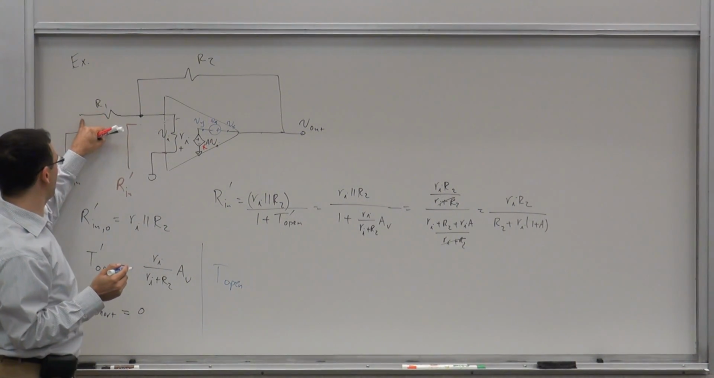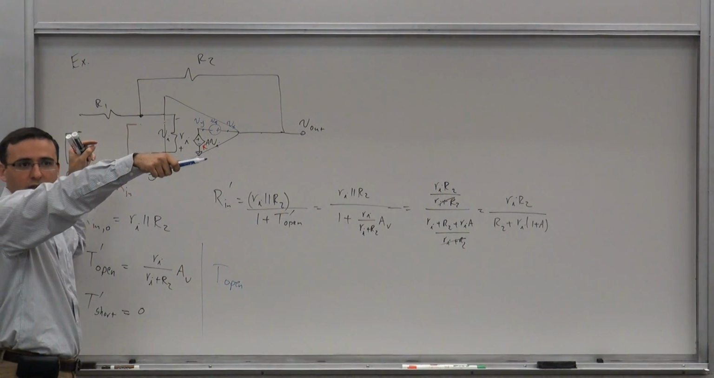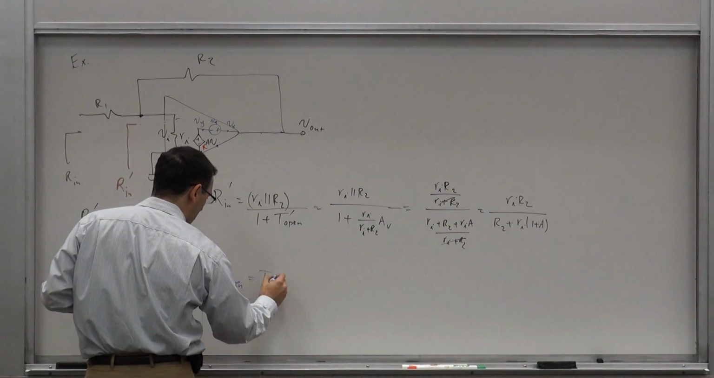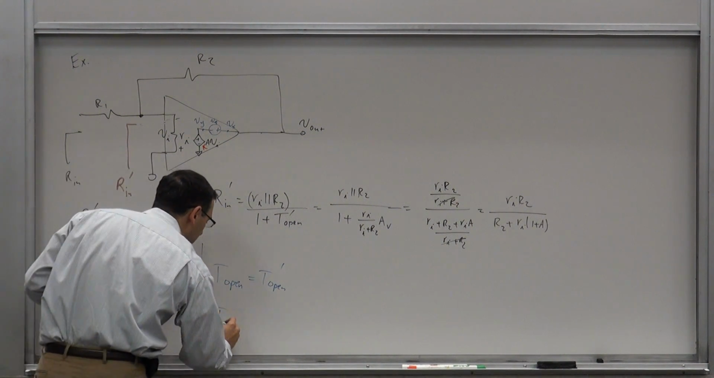No? Because if this is open, there's no current. This guy is hanging in the air, right? One end of the resistor is like there. There's no current flow, so it's the same. So T open is equal to T open prime that we had before. Now, how about T short?